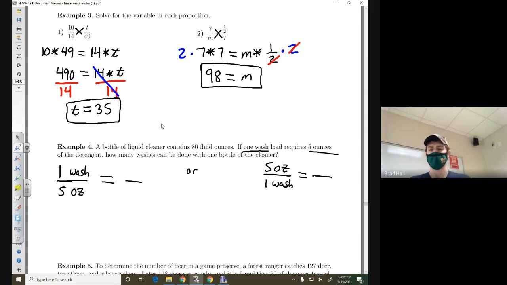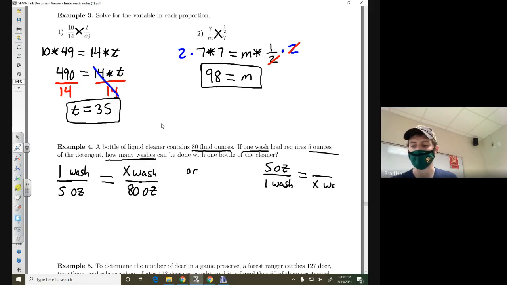So what's the other fraction going to look like? Yes? X washes over 80 ounces. So we want to figure out, it even says how many washes. So X washes. And then they tell us with 80 ounces. 80 ounces. And again, if you were doing it the way that's on the right, you would write X wash over 1, that's underneath 80 ounces. So just like that.